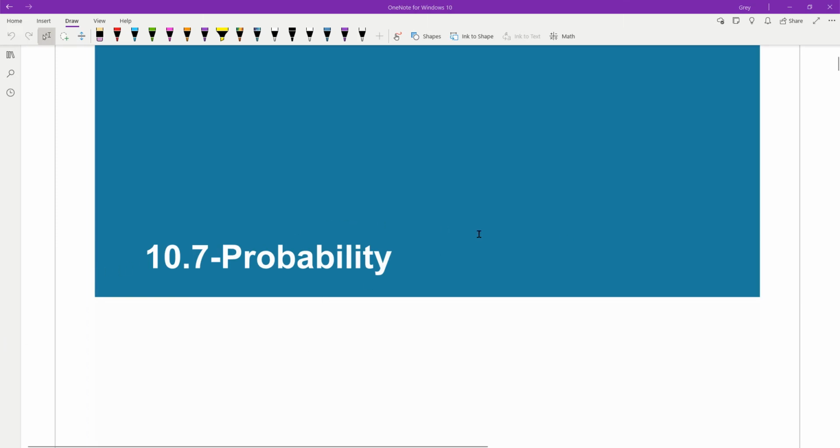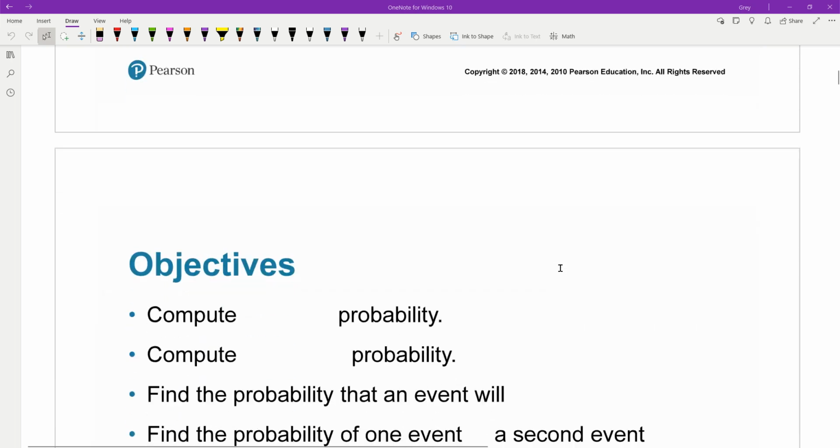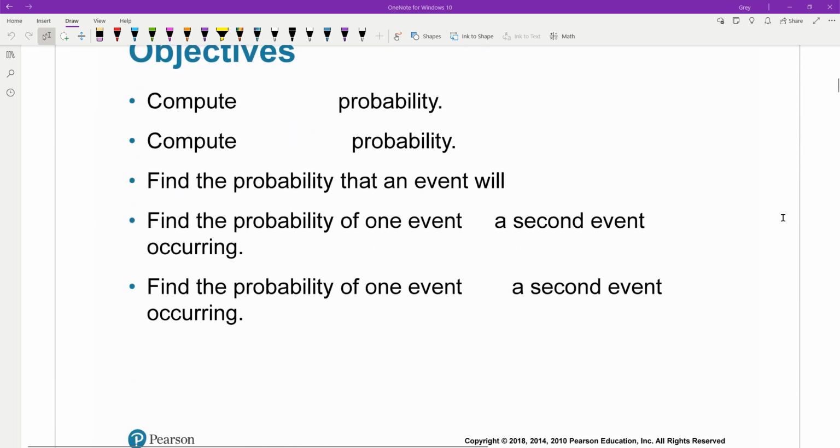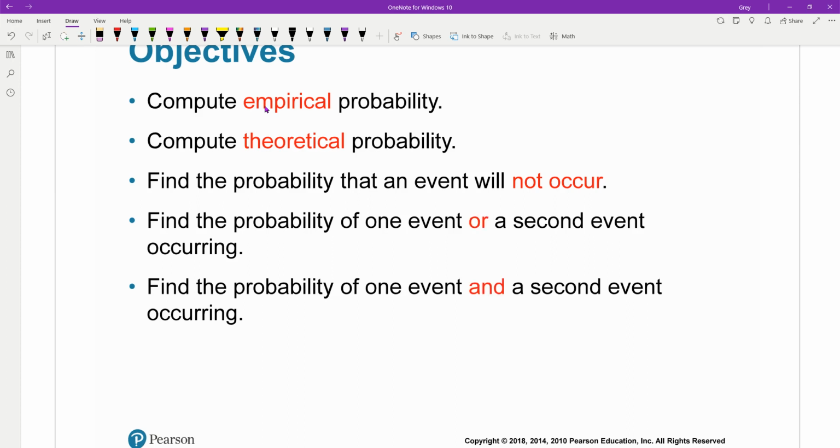Today's lesson is 10.7 probability. It is the last lesson in our chapter on probability. So in this video, we are going to cover lots of examples. We're going to talk about computing empirical probability and theoretical probability. We're going to find the probability that an event will not occur. Then we're going to find the probability of one event or a second event happening, and the probability of one event and a second event happening.